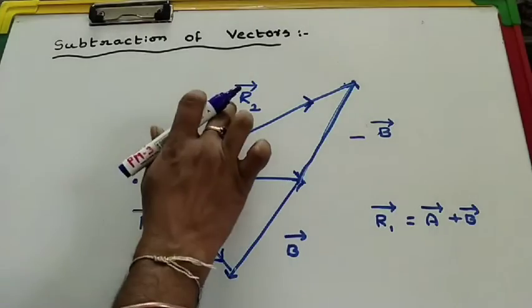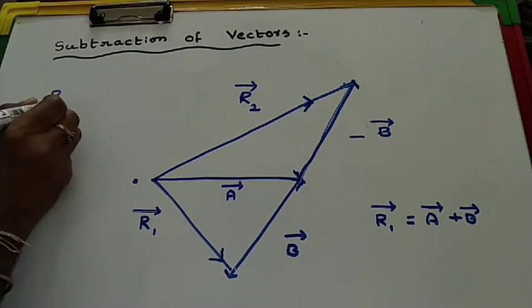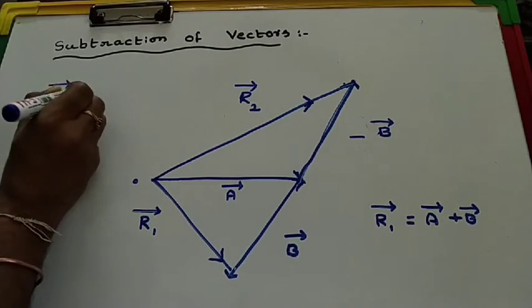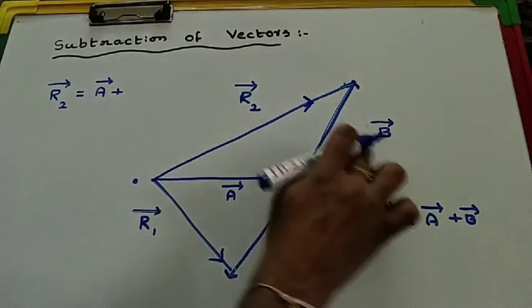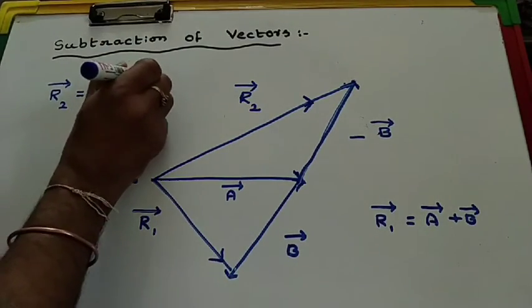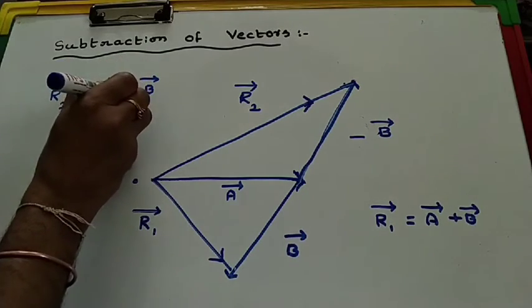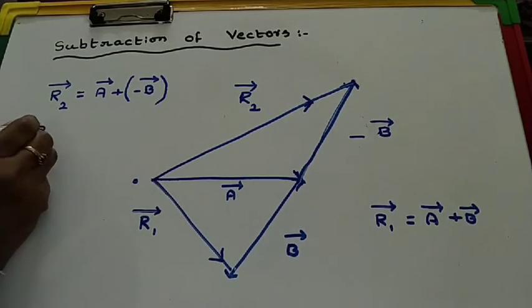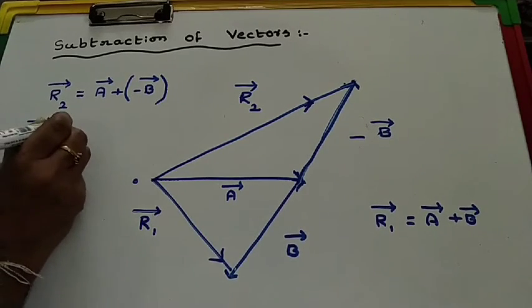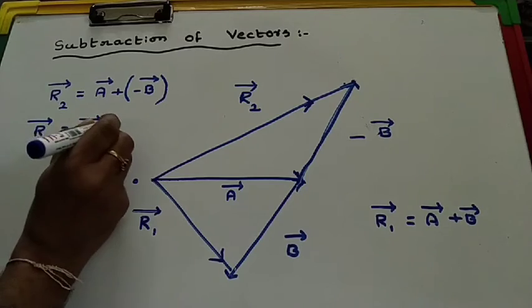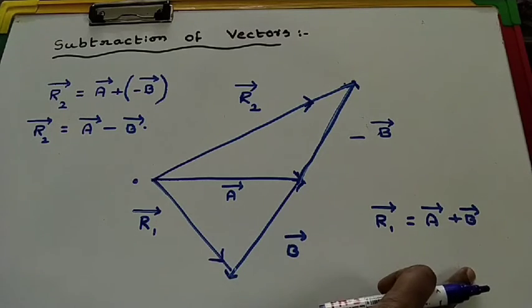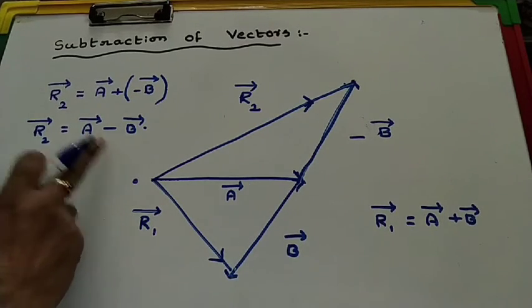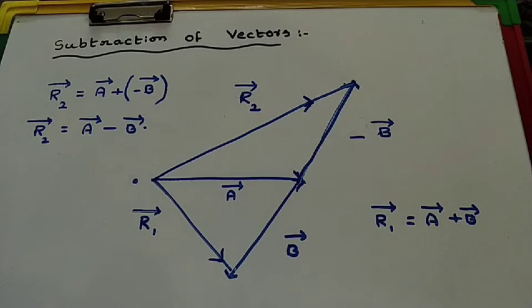Now tell me, what is the R2 here? Here the R2 vector is equal to A vector plus, what is this one? Minus B vector. Therefore, the R2 vector becomes as A vector minus B vector. So, here R1 is equal to A plus B, R2 is equal to A minus B. So, this is the subtraction of vectors. Now, I would like to give the explanation for this one.